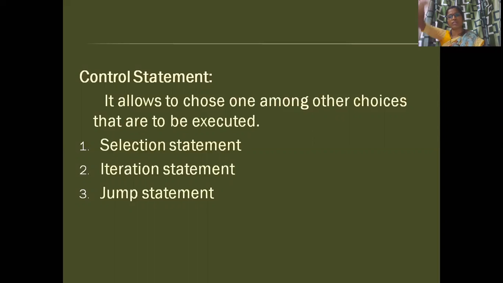It does not go from 1 to n. If you want to skip any set of instructions, that can be done by making use of a condition. So to control the flow of execution from the given set of instructions, we have control statements. There are three types of control statements available in C language. They are selection statements, iteration statements, and jump statements.